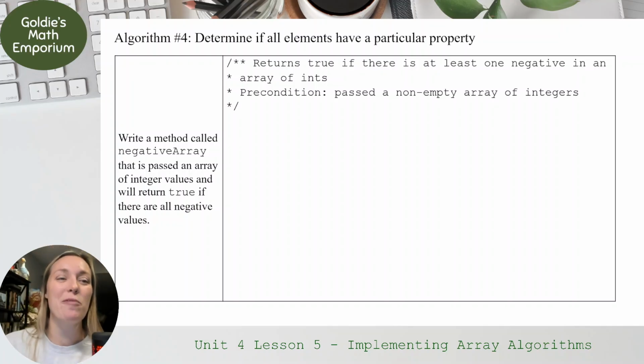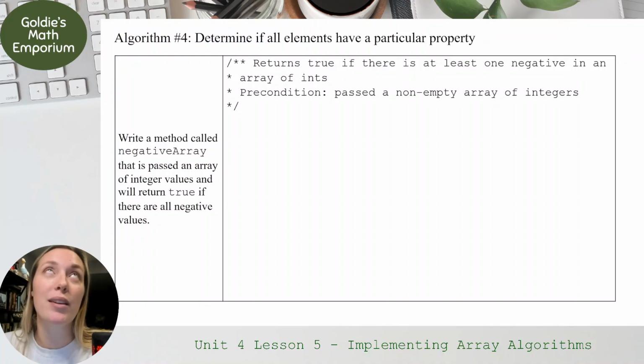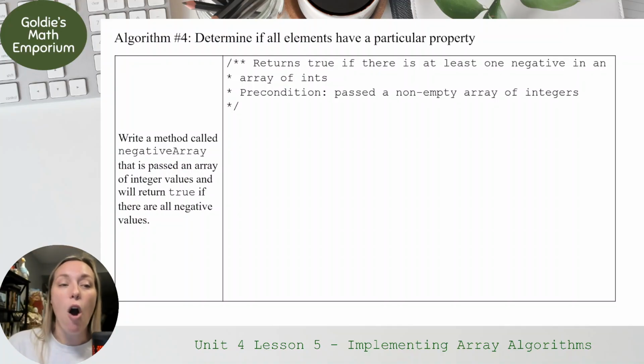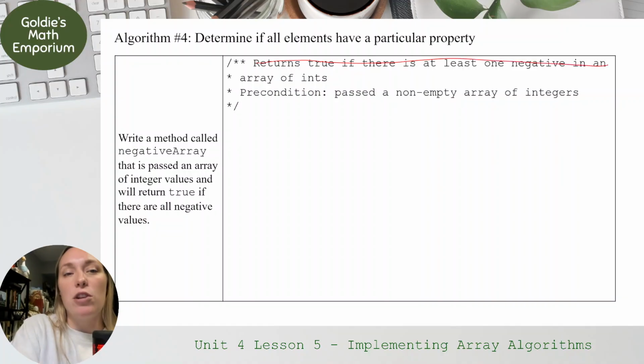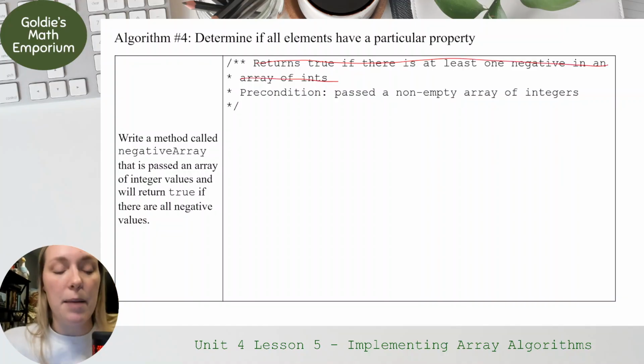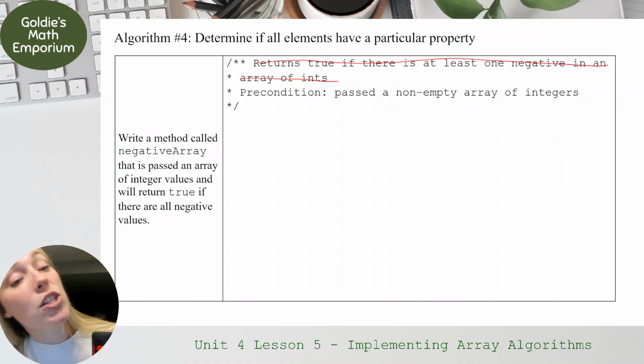So this is called, write a method called negative array that is passed an array of integer values and will return true if there are all negative values. Okay. So a little bit different, but kind of the same thing. We're working with negatives. So returns true if all negative values. Oops, I'm going to change these instructions because I copy and pasted from the last one. But this is going to return true if there are all negative values.